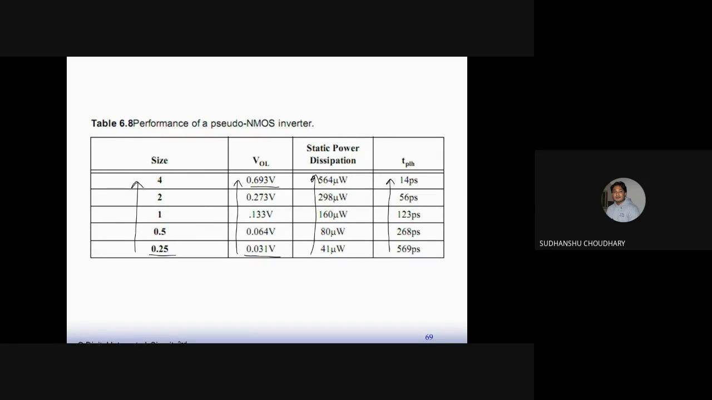So TPLH is reducing because of the increase in W of PMOS, but TPHL is not mentioned here. TPHL will degrade, because now you have an extra capacitance because of the increase in size of PMOS. So you have an extra capacitance present at the load. For discharging that extra capacitance, the NMOS size is the same. So TPHL will obviously go up when you increase W.